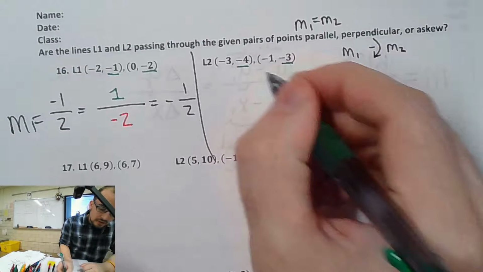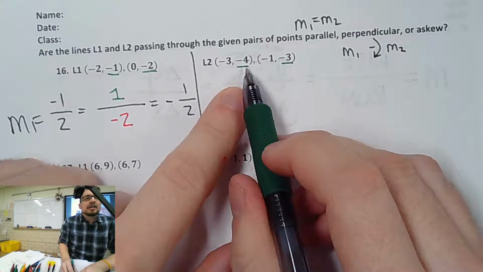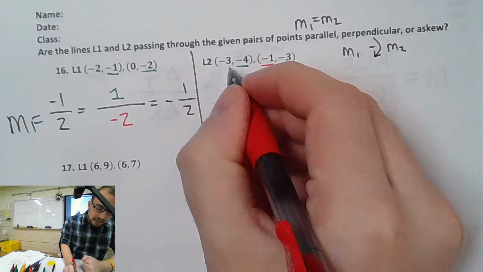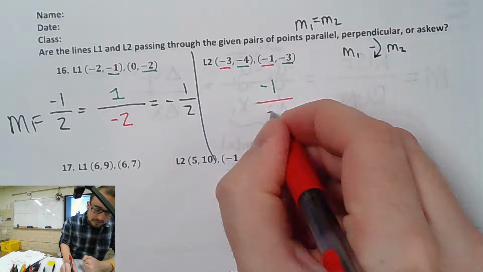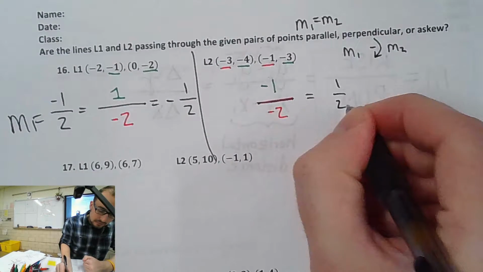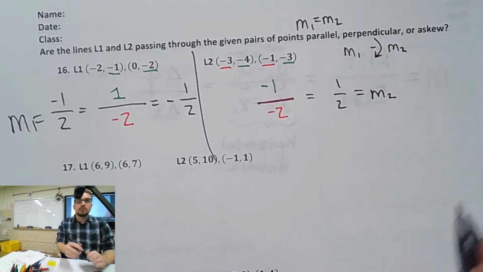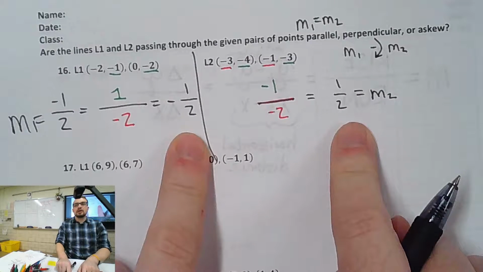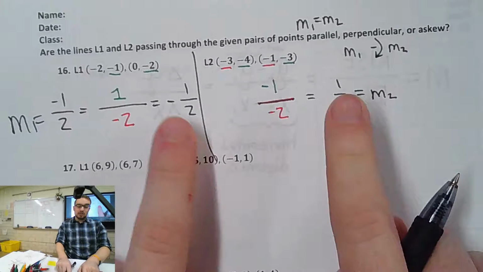Nah, I'm good. So these two, -3 going to -4, I went down 1, right? -1 going to -3, I went down 2. Which means our slope here is going to be 1 over 2. Look familiar? It's the homework, literally. I did not change the numbers on this one. Are these slopes parallel? No, they're close, but they're different.